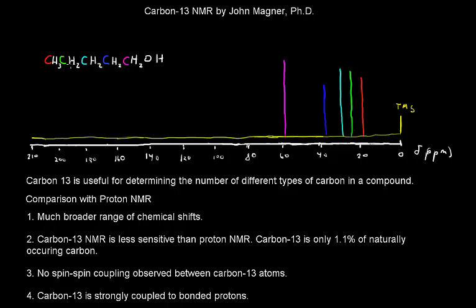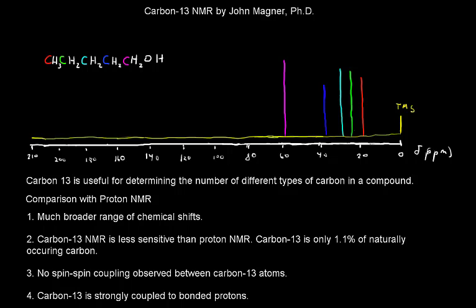So the carbon that's farthest away from the electronegative oxygen is farthest upfield in the spectrum. And as we get progressively closer to that electronegative oxygen, the resonances get farther and farther downfield, and the one that's obviously farthest downfield is the carbon that's actually bonded to that electronegative oxygen. It resonates at almost 60 parts per million. So as we see in this example, carbon-13 is useful for determining the number of different types of carbon in a compound. And once again, the place where the carbons resonate gives you an idea of their chemical environments. So the chemical shift gives us structural information just as it did in proton NMR.